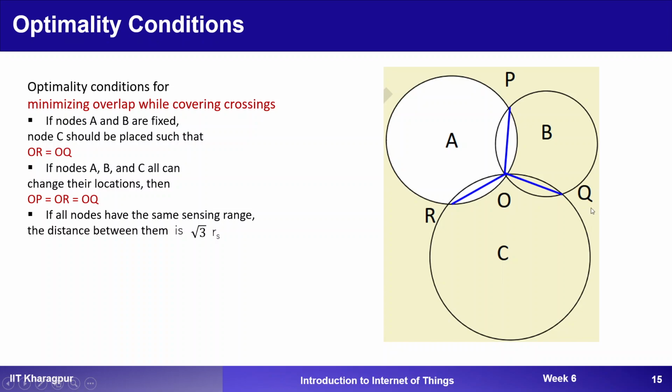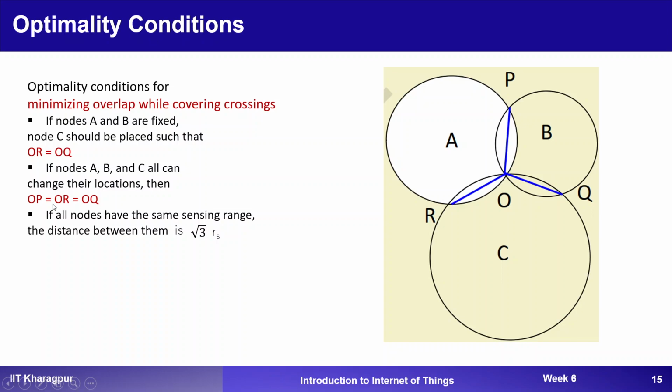Now consider a situation where all three nodes are changing their location. It means they are not stable or static, however they are mobile. Then what can be the optimal condition? The optimal condition will be the intersection areas between all three nodes, the sensing ranges of the intersection area should be equal. That is, OP should be equal to OR, and that should further be equal to OQ.